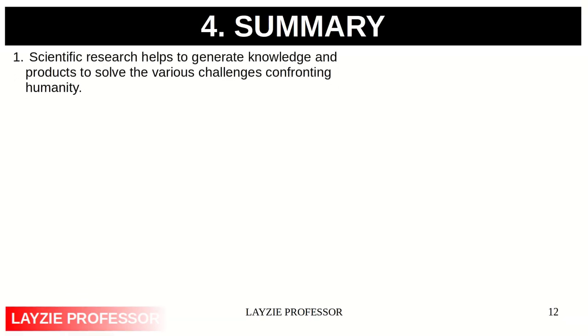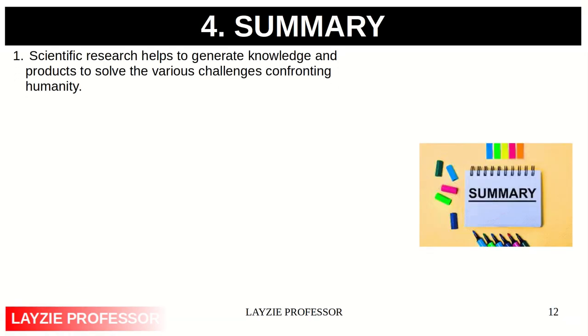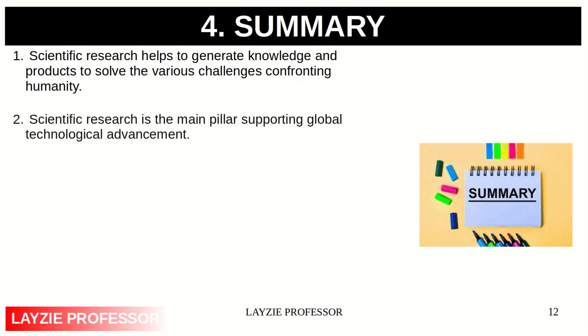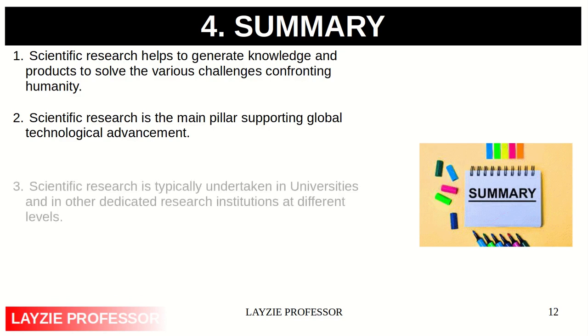So in summary, scientific research basically helps to generate knowledge, and this knowledge can lead to the development of products which can help solve the various challenges that confront humanity. Challenges with drinking water, challenges with food, agriculture, challenges with technology, challenges with health, disease, medicine, several other things. Basically, these are the things scientific research is targeted at helping to solve. And scientific research is the main pillar globally supporting the various technological advancements that we see around.